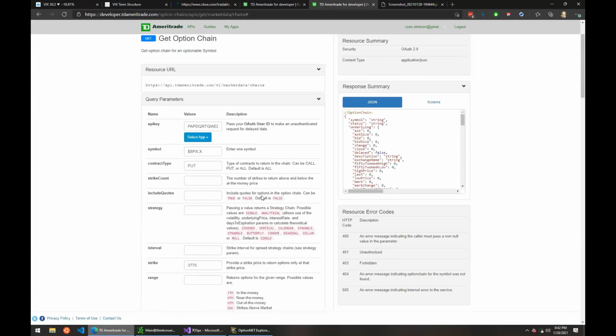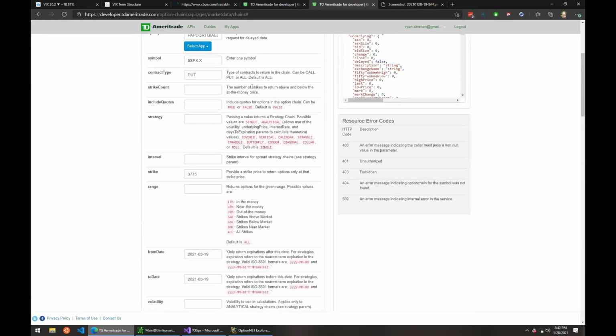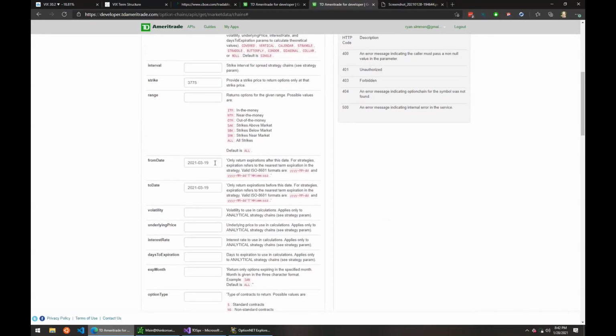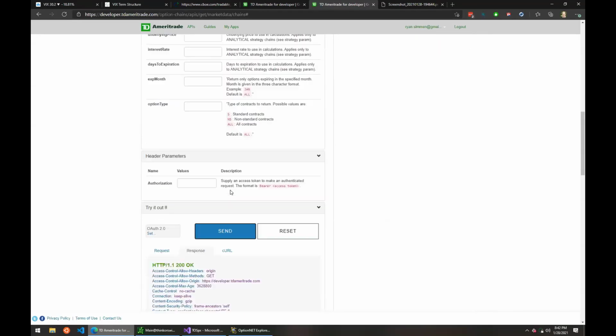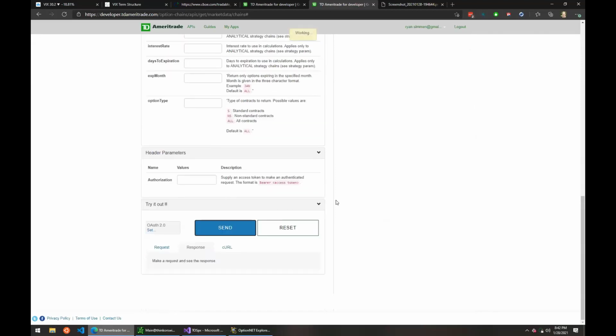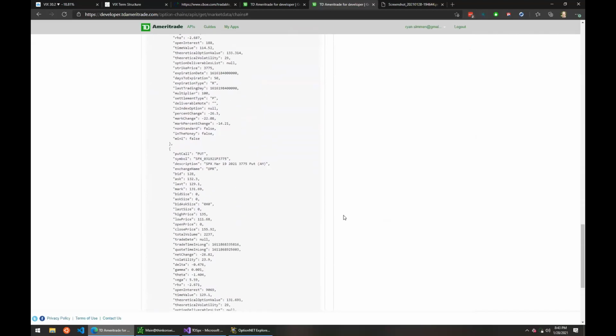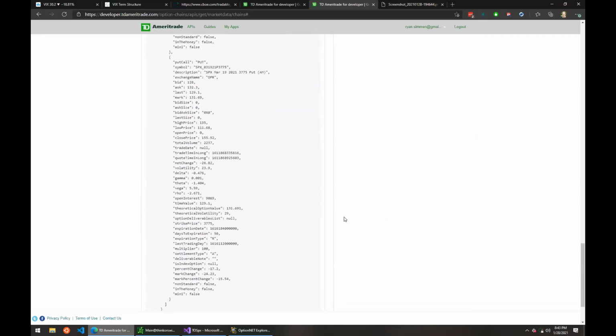Here I've already filled it out. You basically say SPX put options, strike 37.75, and I put in the March contract, and you hit send to get the data, and this will spit out all the data in Thinkorswim. So we're not using RTD or real-time data. TOS doesn't have to be open. This is just straight from the Thinkorswim servers, and you get all this great information.